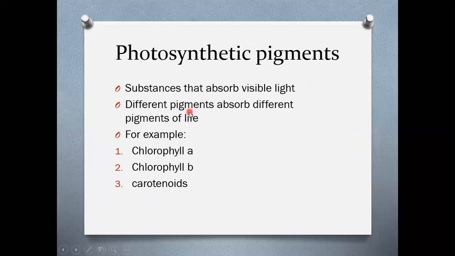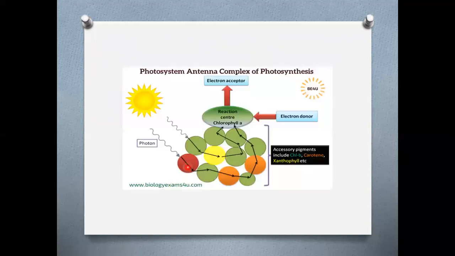Now let's discuss some important photosynthetic pigments. Photosynthetic pigments are certain specialized substances which absorb visible light. What is visible light? That white light which we can see. Different pigments absorb different wavelengths of light. For example, chlorophyll A is a pigment, chlorophyll B is a pigment, and obviously carotenoids are pigments.